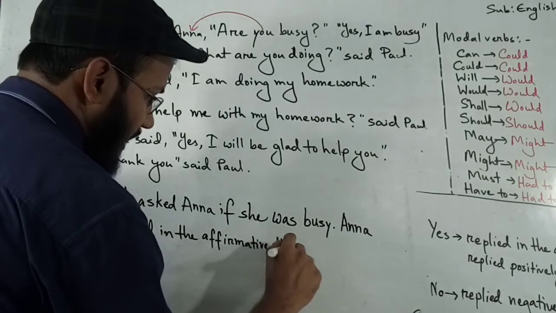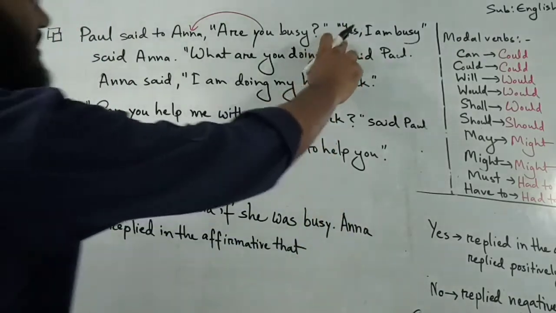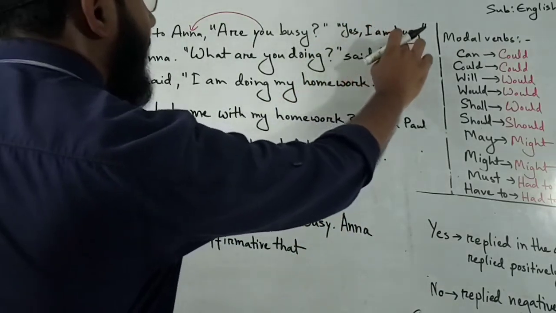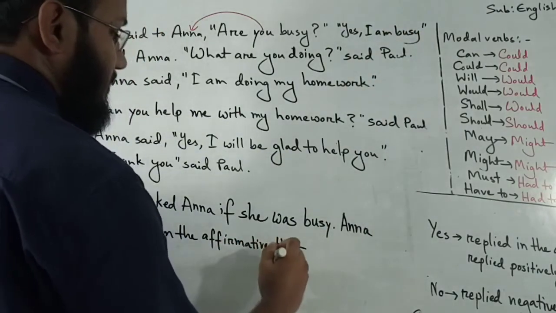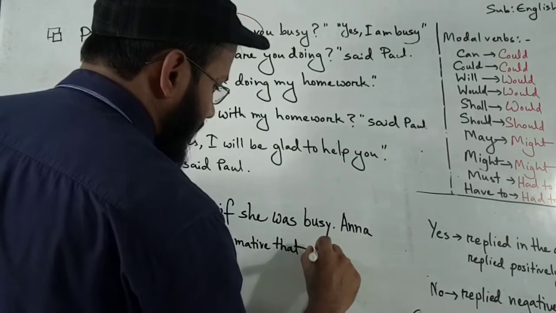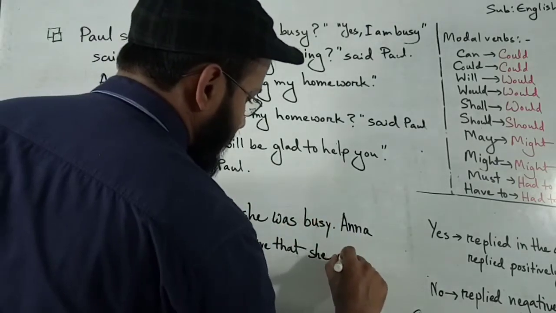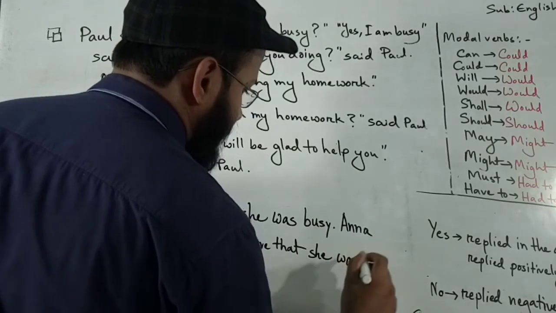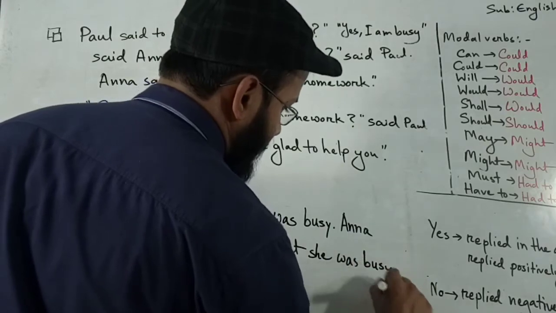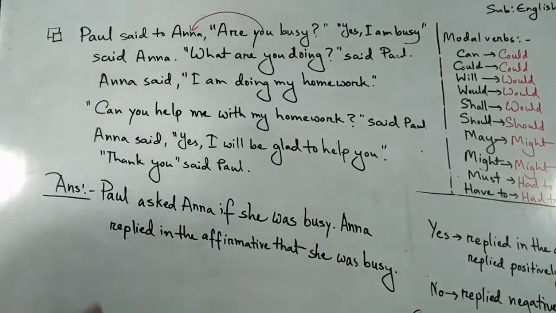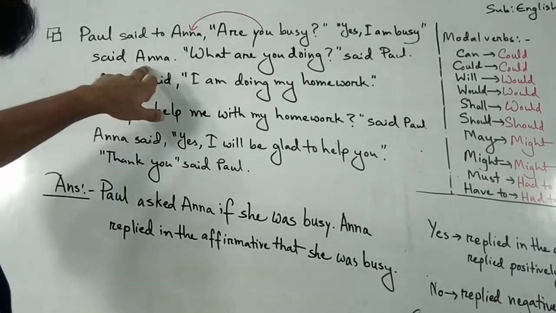In the affirmative, since she has something more to say. What she says is, yes, I am busy. So we're going to write, Anna replied in the affirmative that. For the pronoun I, I'm going to write she, because it's the person Anna, she, and the past form of the be verb for she would be was. So here we have it. Anna replied in the affirmative that she was busy.